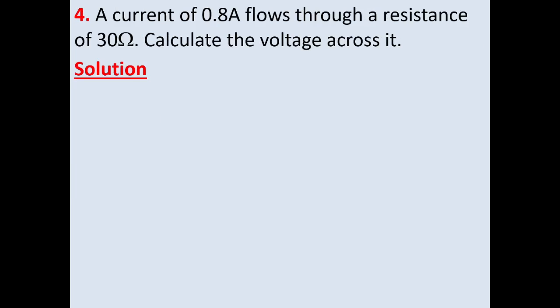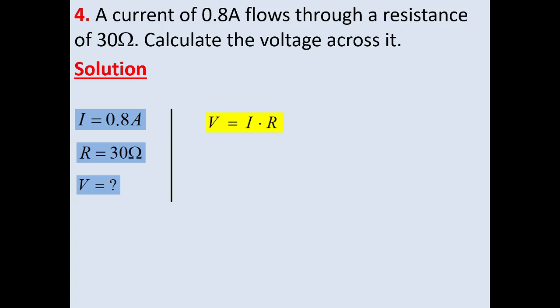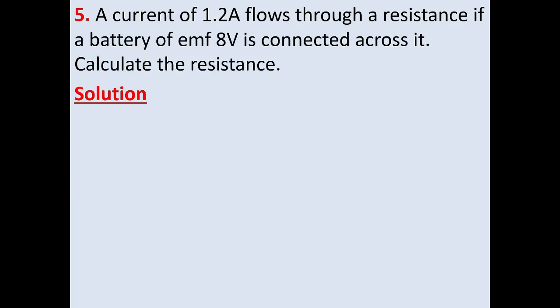Fourth problem. A current of 0.8 ampere flows through a resistance of 30 ohm. Calculate the voltage across it. So current I is given 0.8 ampere, resistance R is equal to 30 ohm. We have to find out voltage, V is equal to question mark. Again we use Ohm's law, V is equal to IR. Substitute the values of I and R. You will get the value of V, voltage, as 24 volt.